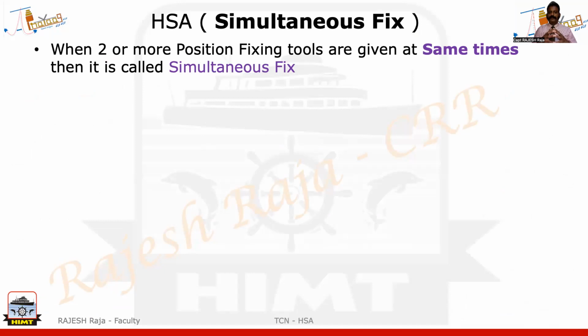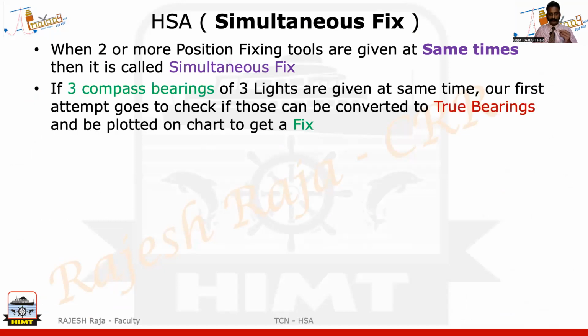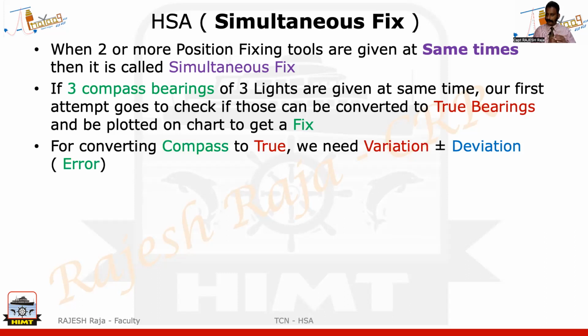In the last video, we had seen that if I'm given two or more position fixing tools at the same time, it is simultaneous. So you can see this question is also simultaneous. Now he has given me three compass bearings. Whenever he gives you compass bearings or magnetic bearings or gyro bearings, your first thought should go, can I convert them into true? So for a compass, if I want to convert into true, I need variation and deviation.